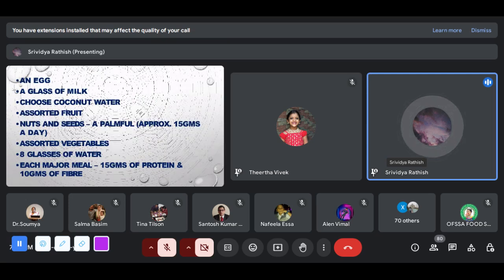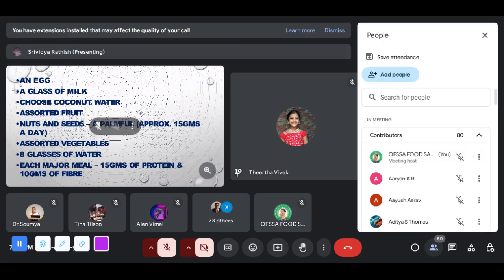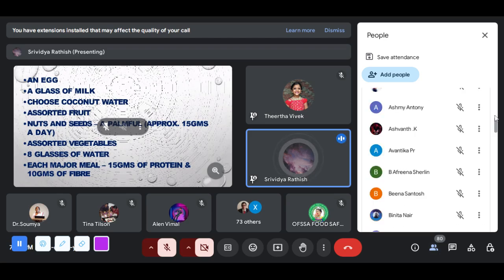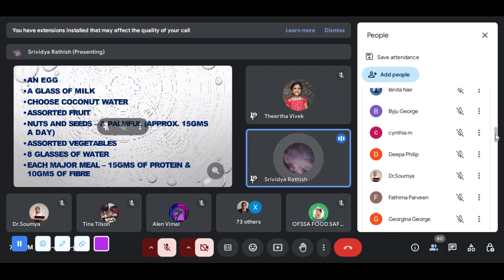These are some of the non-negotiables: an egg per day, a glass of milk per day, a little bit of curd per day, choosing coconut water instead of fizzy drinks, instead of the sugary drinks, having a handful of assorted fruit per day. Assorted fruit means seasonal fruits, whatever is available, 2 or 3 of them, just a few pieces of each. Then a palm full of nuts and seeds per day, something like 10 to 15 grams in a day, just one of each. Then assorted vegetables also, again a handful.